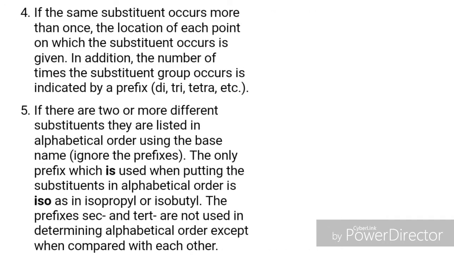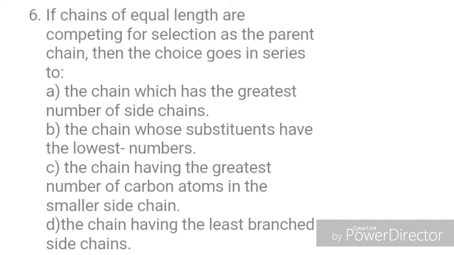Rule 4. If the same substituent occurs more than once, the location of each point on which the substituent occurs is given. In addition, the number of times the substituent group occurs is indicated by a prefix, di, tri, tetra, etc. Rule 5. If there are two or more different substituents, they are listed in alphabetical order using the base name. We must ignore the prefixes. The only prefix which is used when putting the substituents in alphabetical order is iso, as in isopropyl or isobutyl. The prefixes secondary and tertiary are not used in determining alphabetical order except when compared with each other.